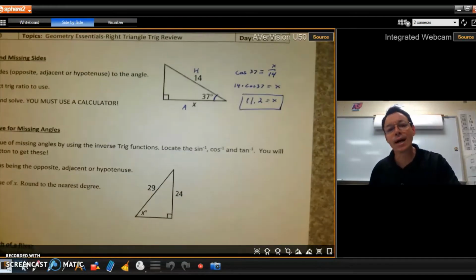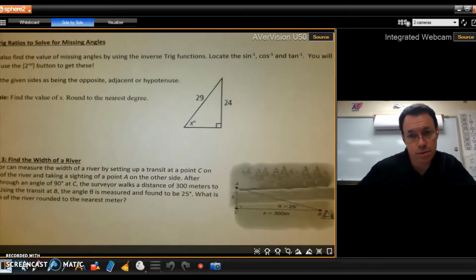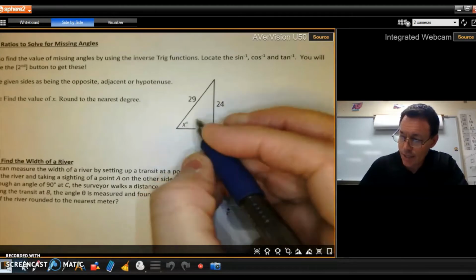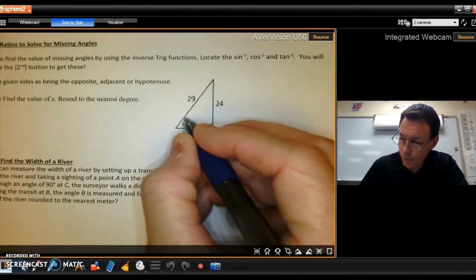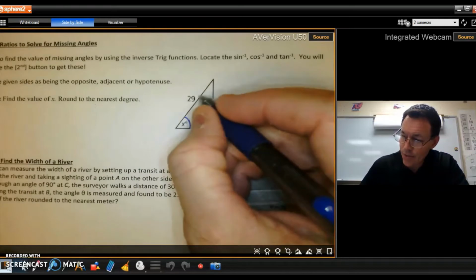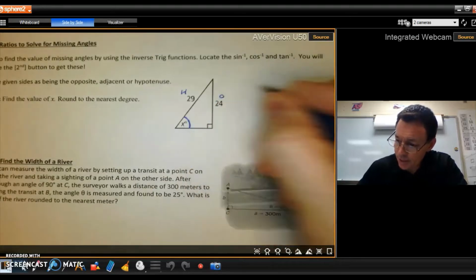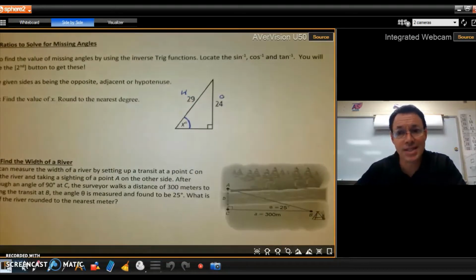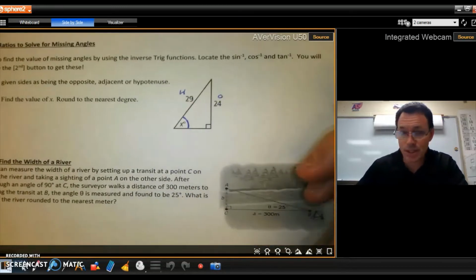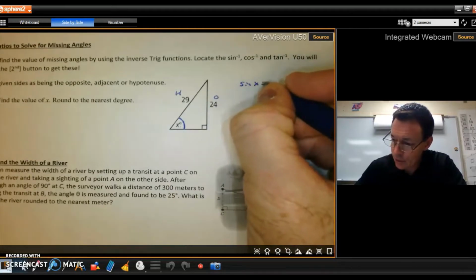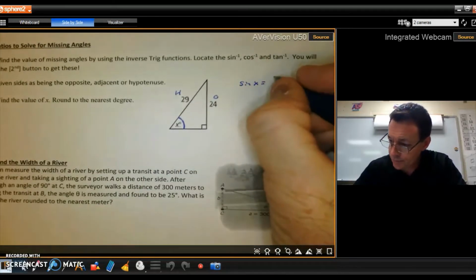Now, you can also find missing angles, but you're going to have to do things a little differently. You're going to start out with the same idea. You've got this angle x. This is the angle that we're supposed to be looking at. They've got this side. I like to label my hypotenuse, make sure I know which one that is right out of the gate. And then this one is my opposite side. So opposite and hypotenuse, this is a sine situation. So I'm going to set up a little sine problem over here. Sine of x equals 24 over 29.